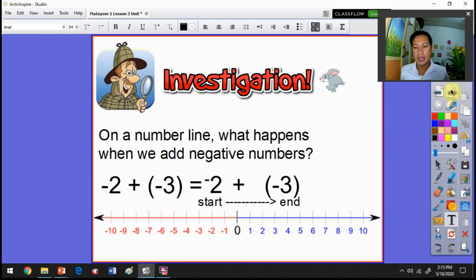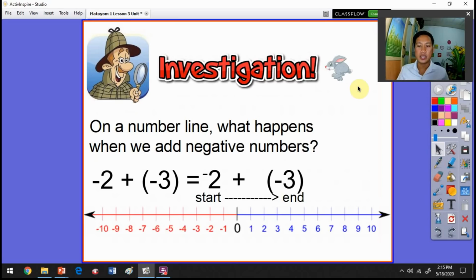Let's look at our second investigation today. Now remember, when we have two numbers added together, we move in the same direction. Now let's look at what happens if we have two negative numbers, negative 2 plus negative 3.